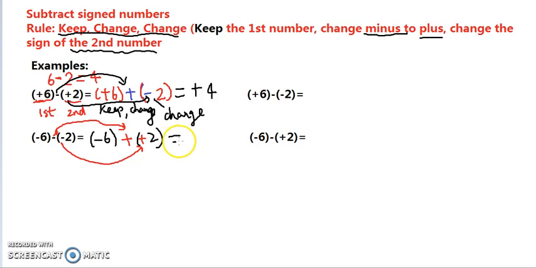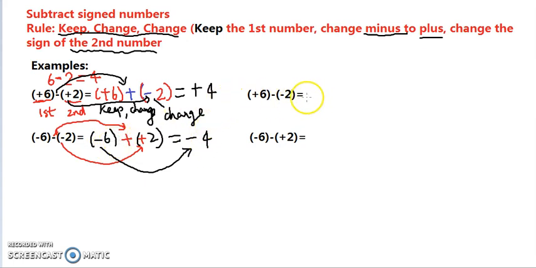Now next we get an addition question. Again, addition, we take the sign of the larger number. Minus 6 is larger than 2, so we take the sign of this number 6, the larger number, and we subtract them. 6 minus 2 is 4.